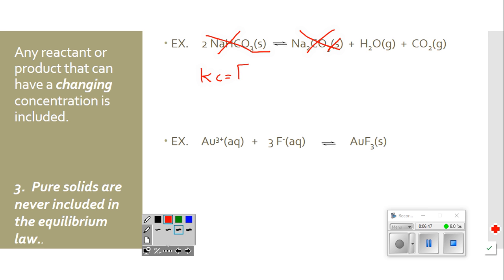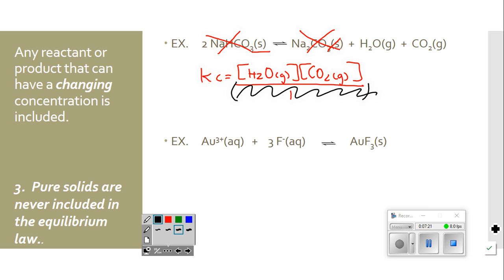So when I set up this equilibrium constant, I know I'm going to have H2O gas concentration and CO2 gas concentration. I'm not going to include my sodium carbonate because it was a solid, and I don't have any reactant to include. So what goes on the bottom? A number 1. You don't even have to write it. You can just leave it empty. You could just write this part here.